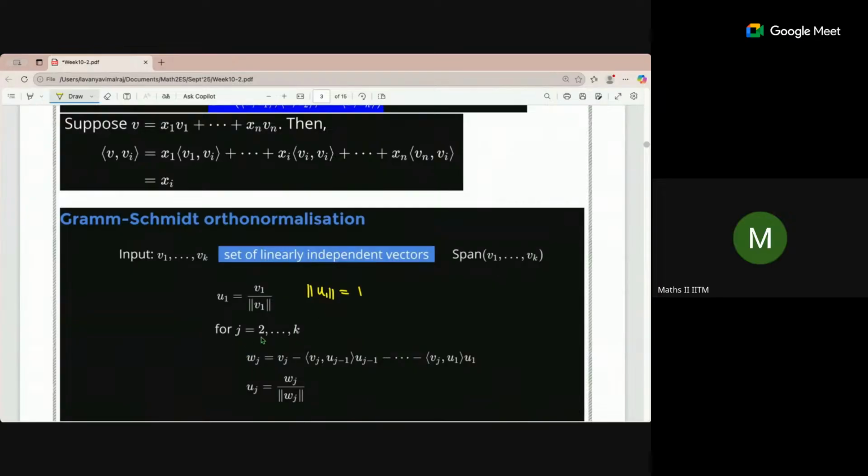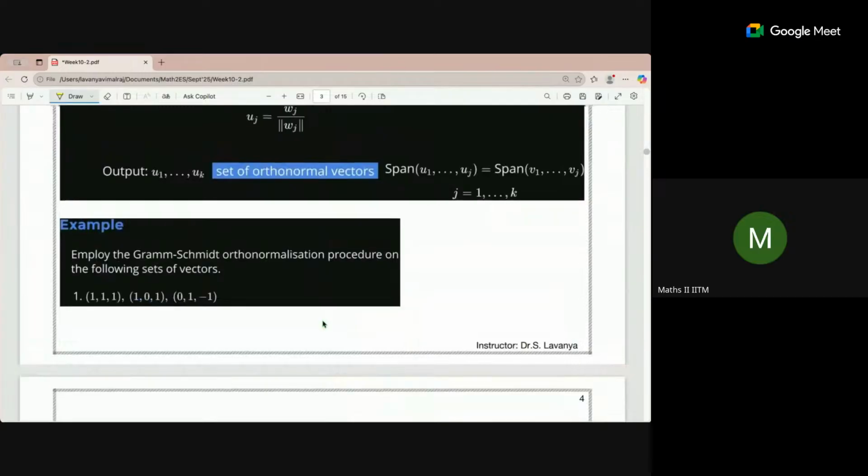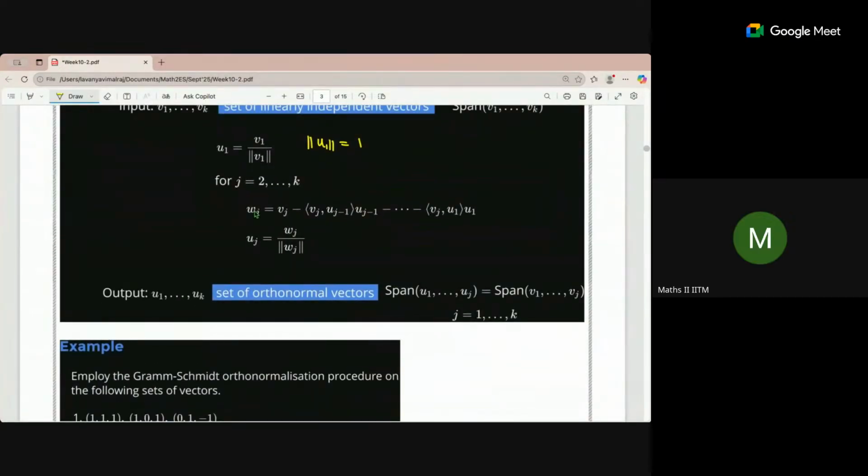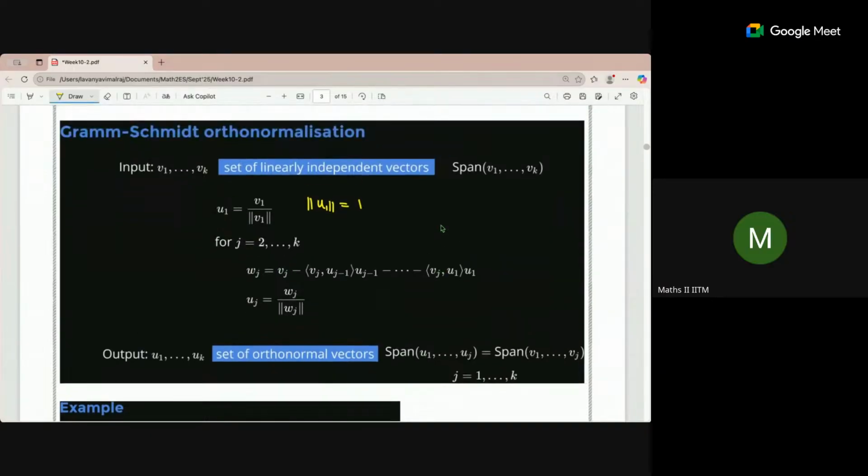And for j equal to 2 up to k, you first compute wj. What is wj? wj is given by this formula. For example, what is w2? Let us write it precisely. w2 is v2 minus the inner product of v2 comma u1 times u1. Then you find u2, which is simply w2 divided by the norm of w2. So first you are finding a vector which is orthogonal to u1. So w2 is orthogonal to u1, and then you are normalizing it. Same way you find w3 and so on up to wk.